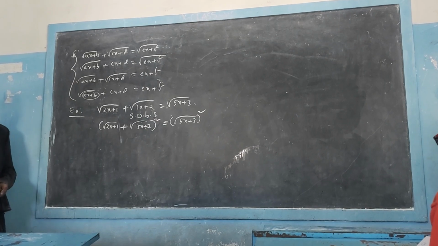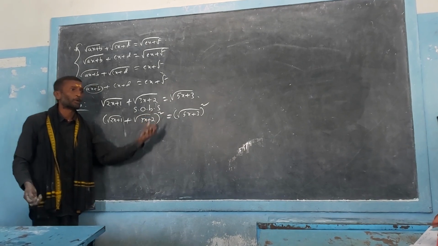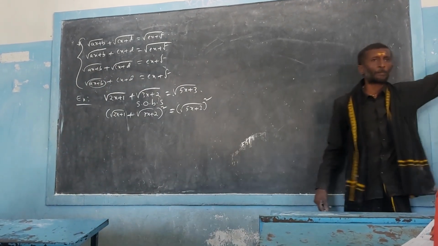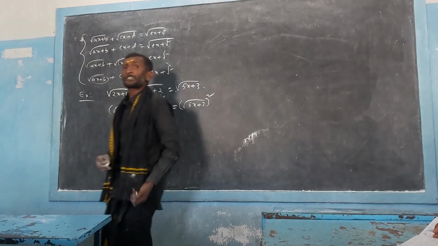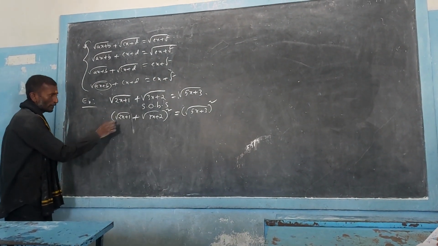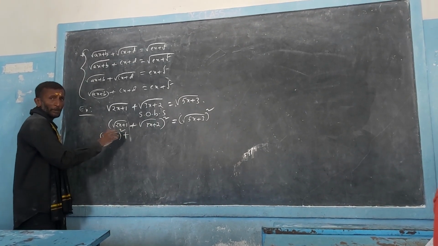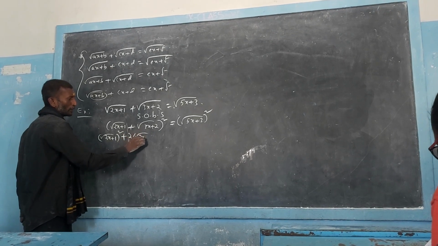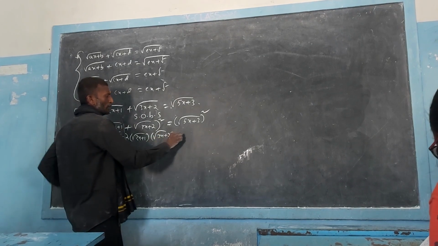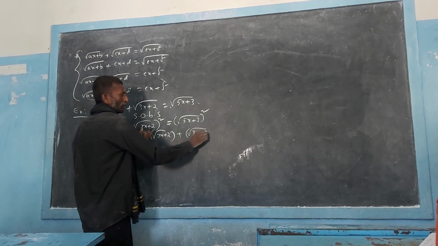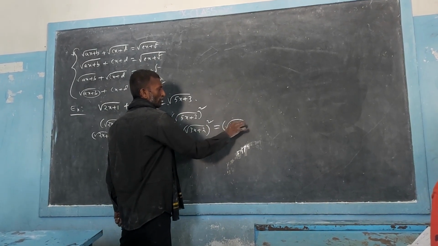So if I take it like this, what will happen? Clearly this LHS part is in the form of a plus b whole square. We know very well the formula of a plus b whole square: a square plus 2ab plus b square. So I am writing: the first one is a, the square root of 2x plus 1 whole square, plus 2ab, 2 into root of 2x plus 1, b is root of 3x plus 2, plus b square, means the square root of 3x plus 2 whole square. This side, root of 5x plus 3 whole square.